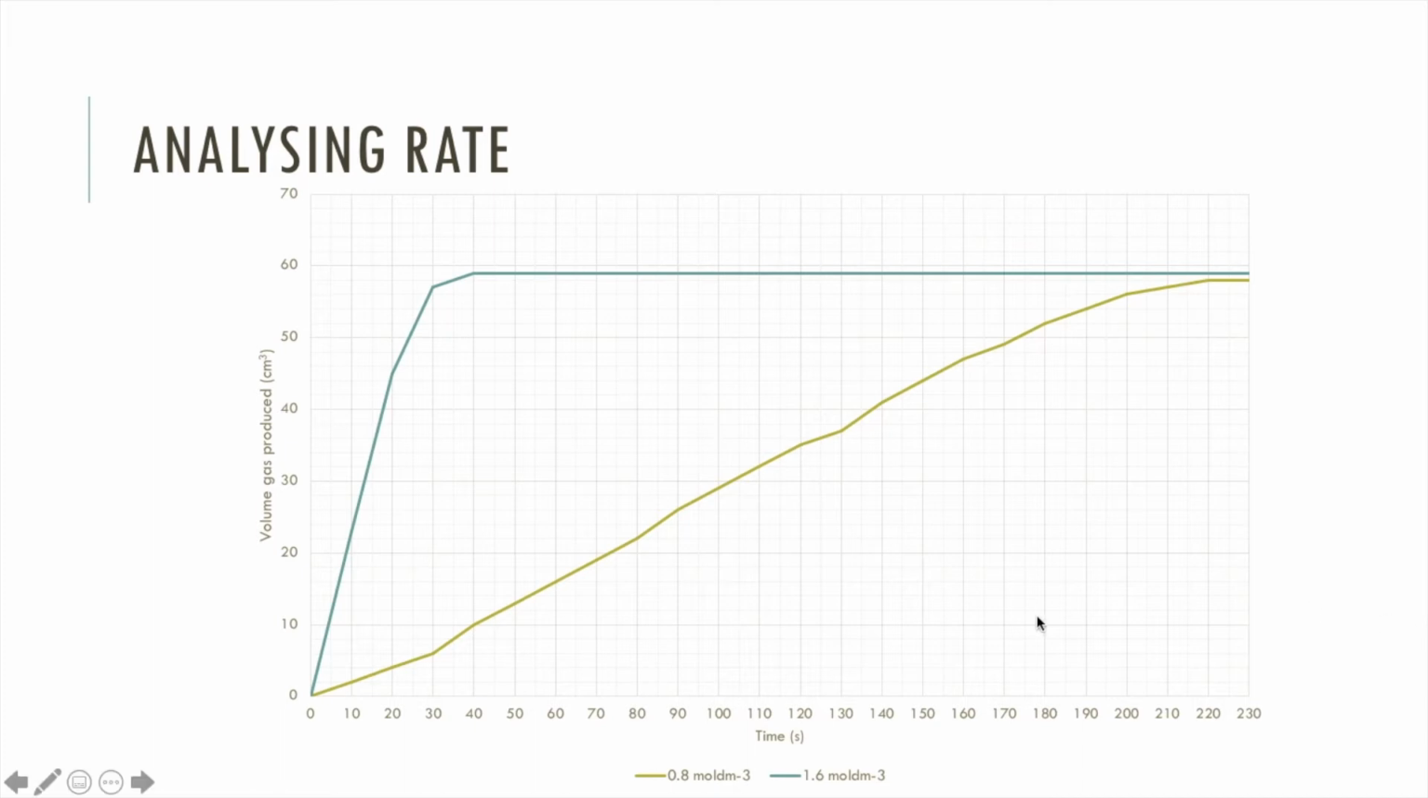We have the reaction involving the 0.8 molar hydrochloric acid in this mustard colour, and we have the reaction involving the 1.6 molar hydrochloric acid in this teal colour. We have the volume of gas produced on the y-axis and the time in seconds on the x-axis. In graphs like this, faster reactions have steeper gradients, so we can see that this is the faster reaction. In addition, in faster reactions, the line becomes horizontal sooner. This is when all the gas has been produced, and so every reading afterwards will just be the same because no more gas is being given off.